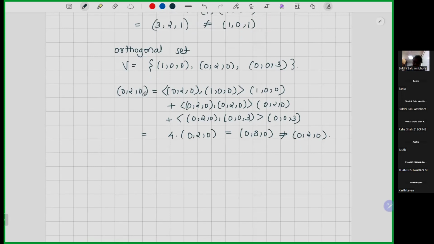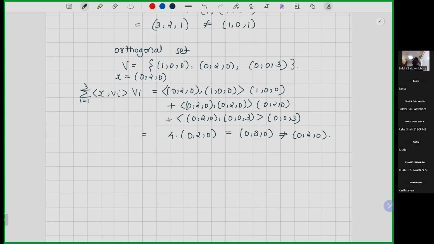Oops, it's not this. It is summation i from 1 to 3. Let x equal (0, 2, 0). Then take the inner product of x with v_i, where the v's are these. Okay, so is it okay?